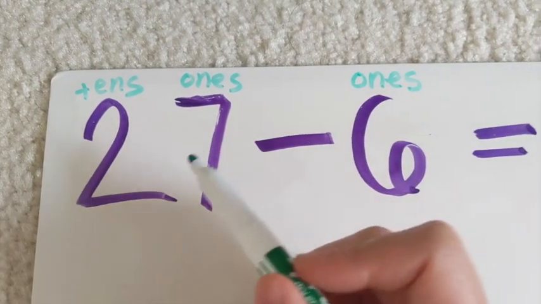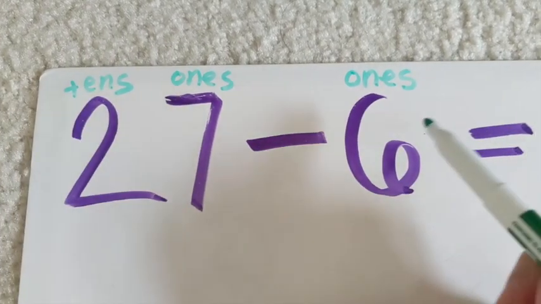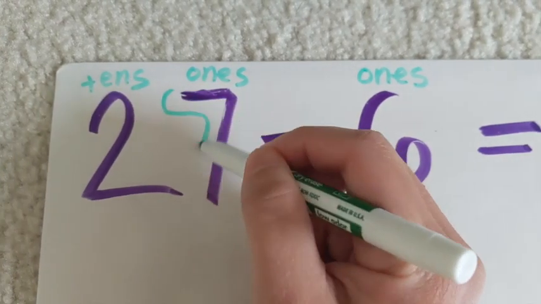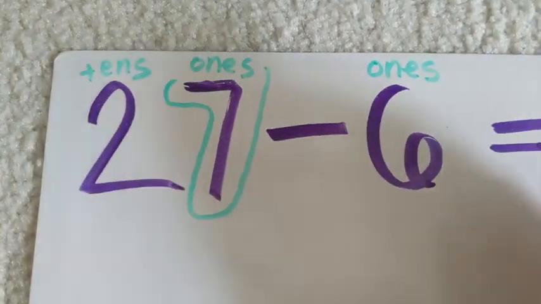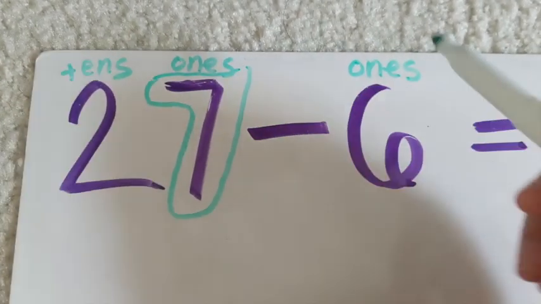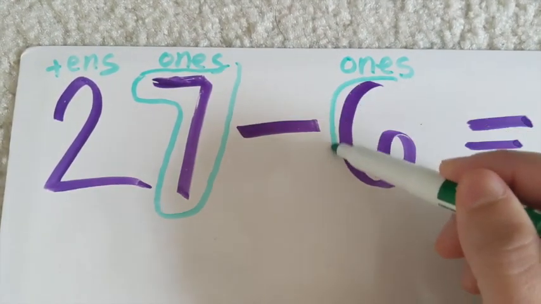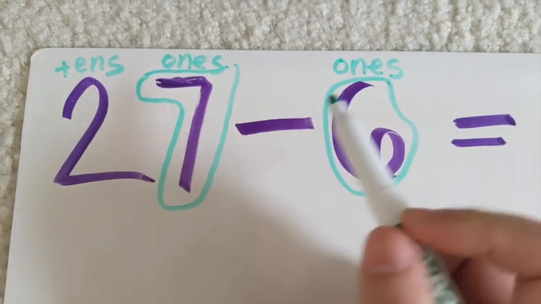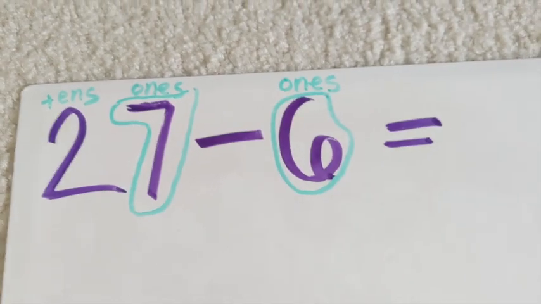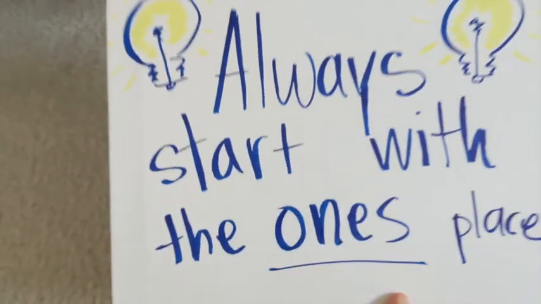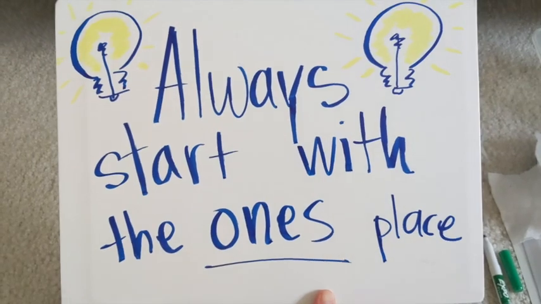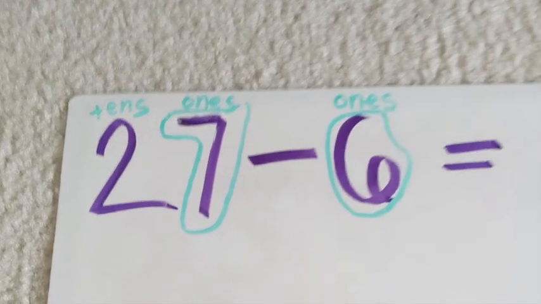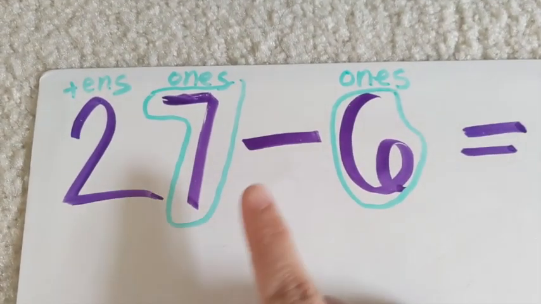All right, so I want you to notice that there are 2 ones places that I want you to pay close attention to. We've got a 7, and we've got a 6. And then we're going to go ahead and subtract those. And remember, I'm going to bug you with the same message again and again. Always start with the ones place. Looks like we're following that rule.